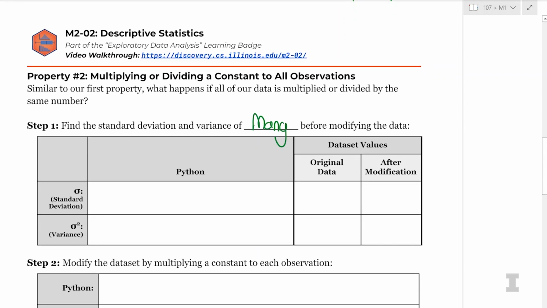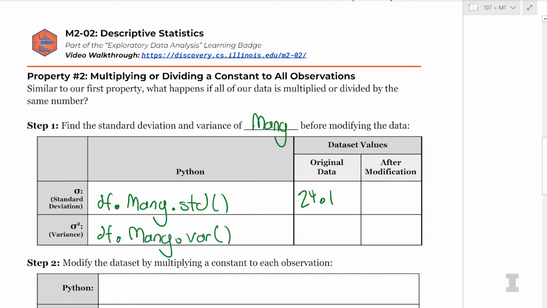So I'm going to go ahead and say, now we can say df.mini.std, open close parentheses, will report the standard deviation of the mini column. And it is 24.1. 24.1. And let's look at the variance. So df.mini.var. Variance is 581.3.